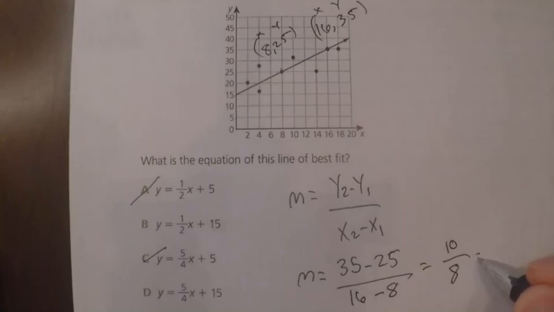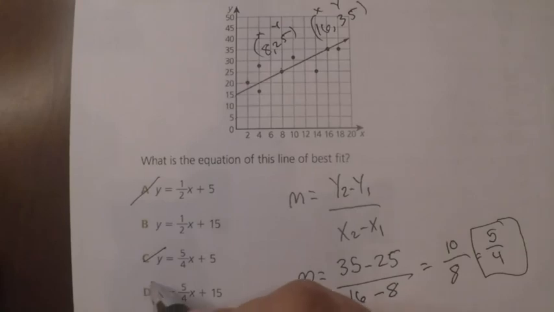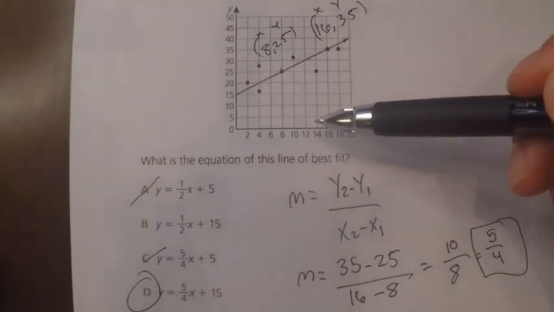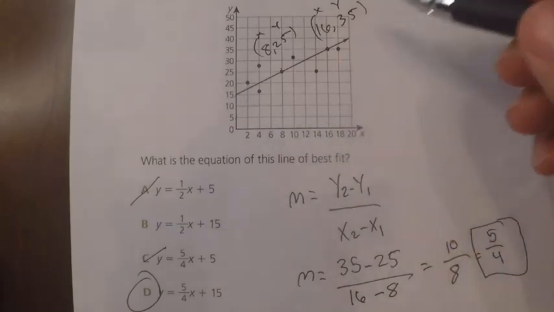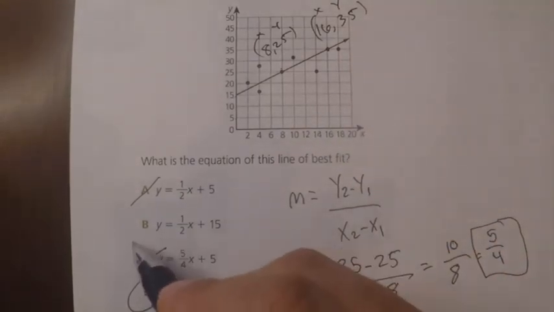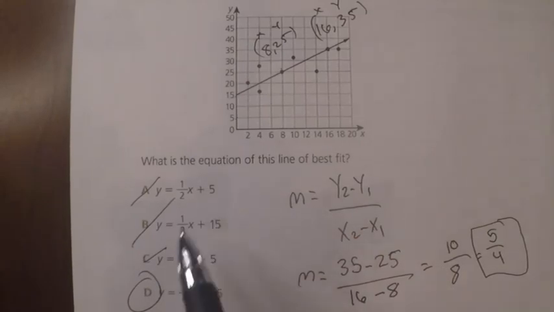And then if we were to simplify this fraction, we'd see that if we divide both the numerator and the denominator by 2, we'll get 5 over 4. So our slope is 5 over 4, which is the same as choice D. So that means that as we go over 4, we're going to go up 5 every single time. And that gets rid of B because our slope is not 1/2.